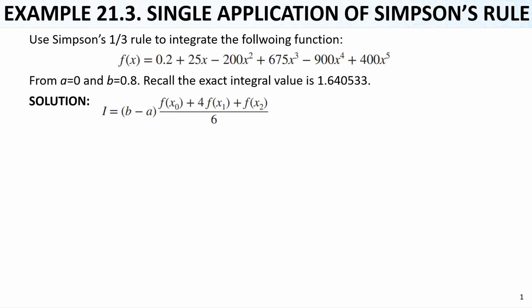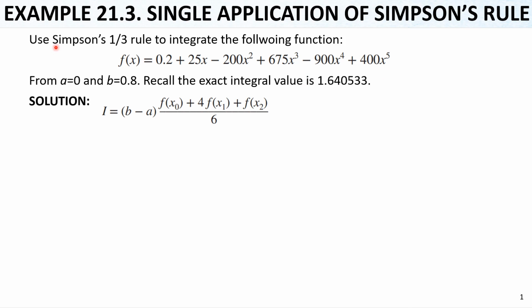In this slide, we will show an example for the single application of the Simpson's 1/3 rule. And we want to use that for the same function that we use for the trapezoidal rule, this function with fifth order polynomial. And we want to get the integration of this between a equals 0 and b equals 0.8. And remember that the exact value was this, so we can check the true error as well.